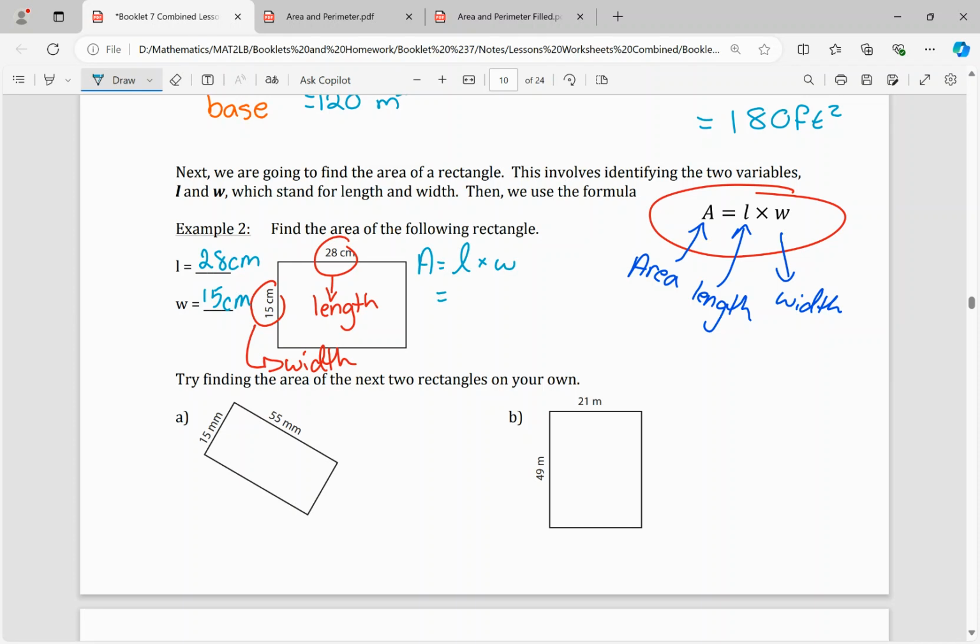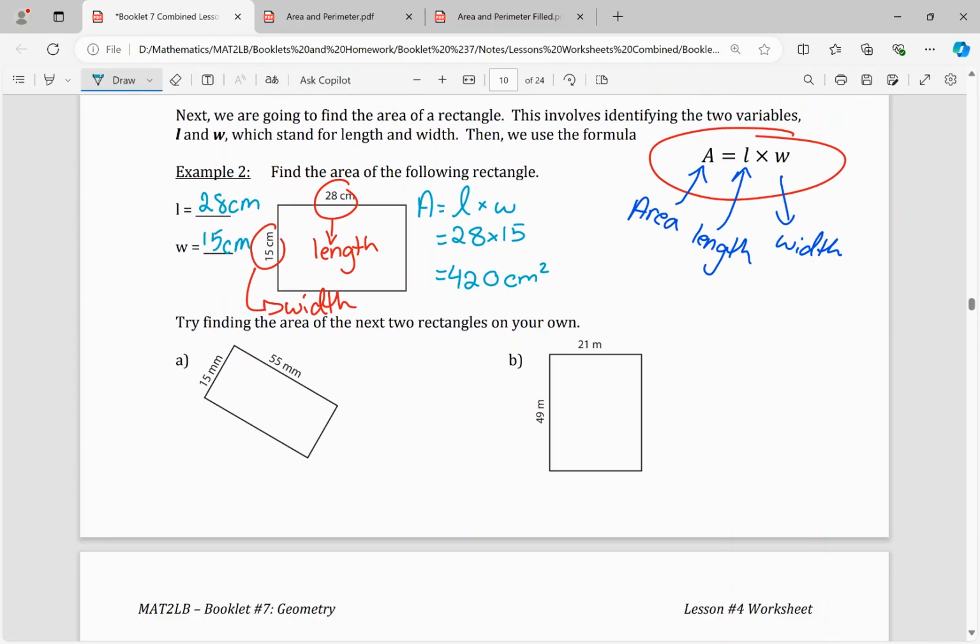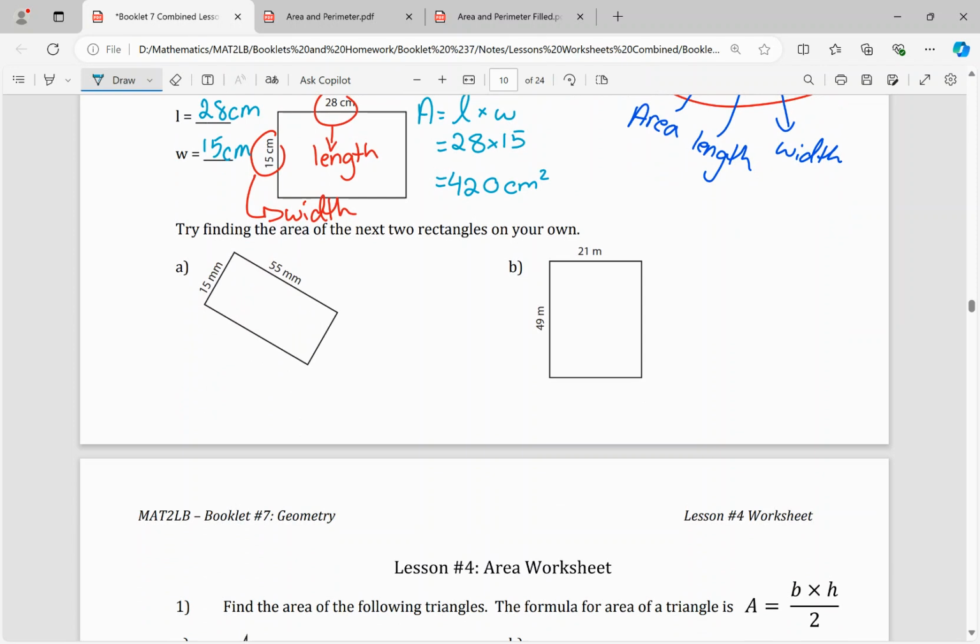Using the equation, we substitute 28 for L and 15 for W. Using a calculator, 28 times 15 gives us an answer of 420 centimeters squared. Again, please remember to square it. Try calculating these last two areas and make sure that your answer matches mine.